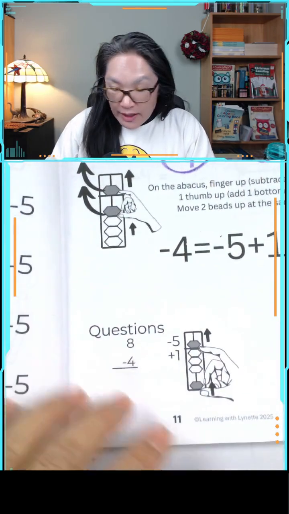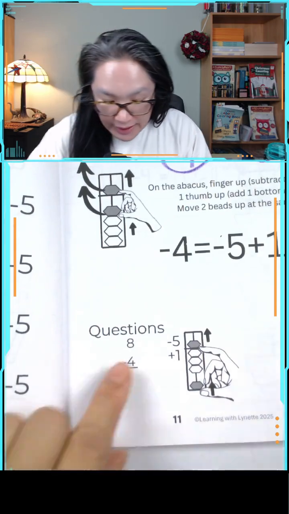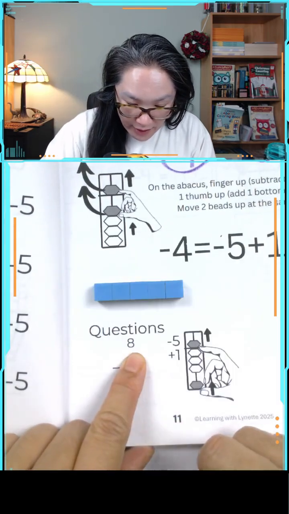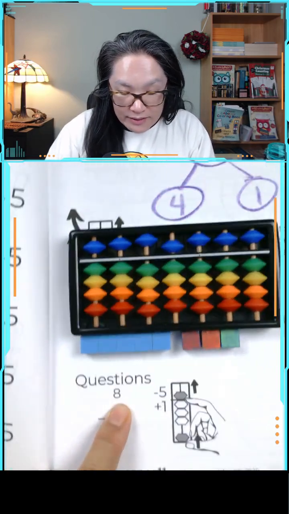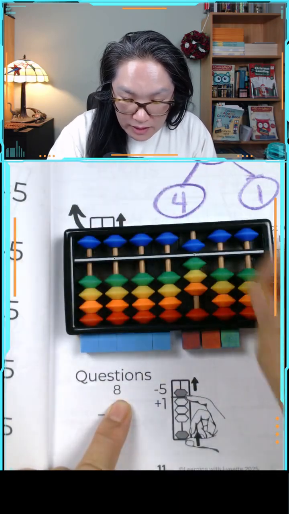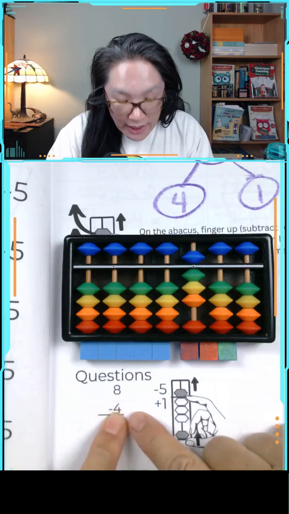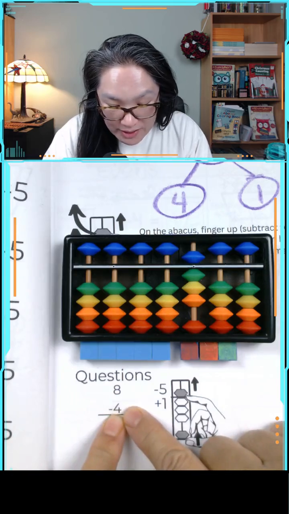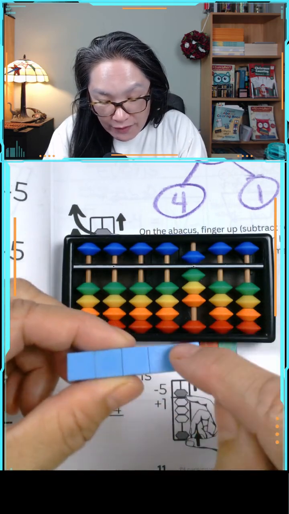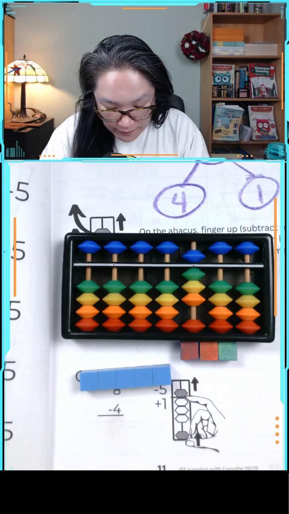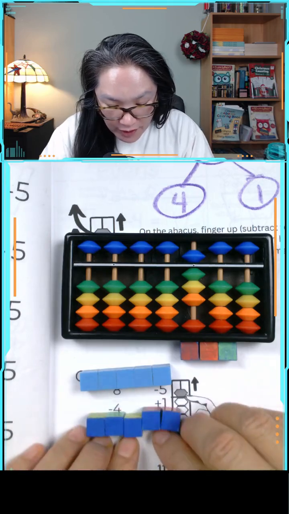So guess what? If I have 8 on the abacus, I have 5, 6, 7, 8. Right? I have 8 on the abacus. What do I do? I have to take away 4. What happens? I have to break my 5.